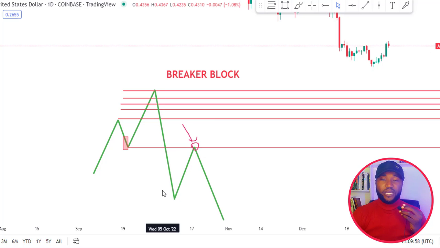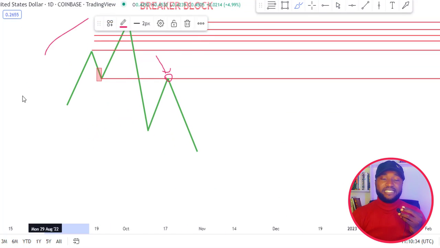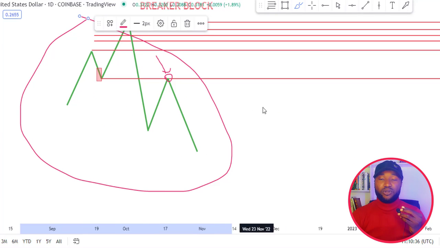So just like we have a bullish mitigation block and a bearish mitigation block, we also have a bullish breaker block and a bearish breaker block. So these are the differences. It is in this form. So all this is the bearish breaker block. Bearish breaker block, we call it BBB.